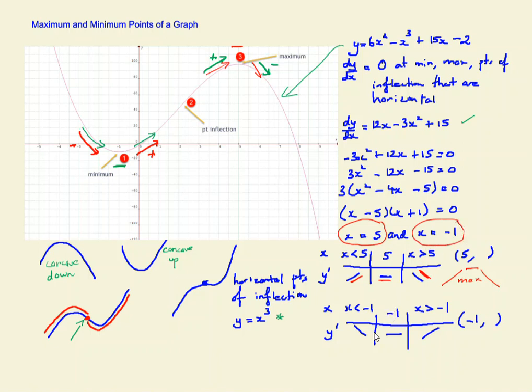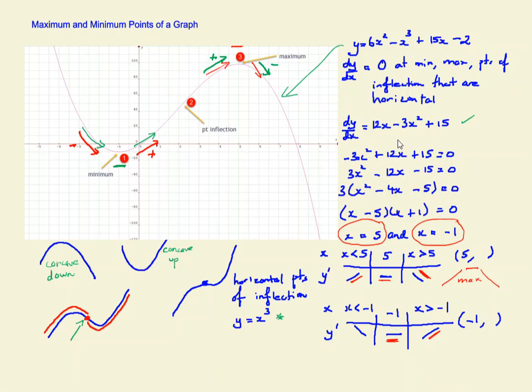Okay, at negative 1, same 3 columns, 2 rows, x, y dash here. At negative 1, the gradient is 0, so flat line. Take x greater than negative 1, and that's pretty easy to work with. We'll use 0. So 0 into our first derivative gives 15, which is positive.